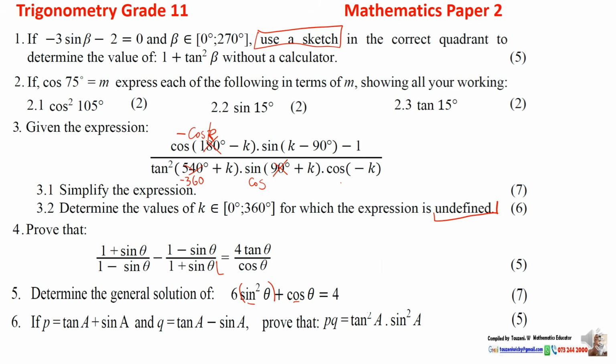Number 6, what idea do we use here? We multiplied by the FOIL method and we were able to identify the difference of squares. Then that made our work a bit easier. This is about 41 marks. So it's a long question.